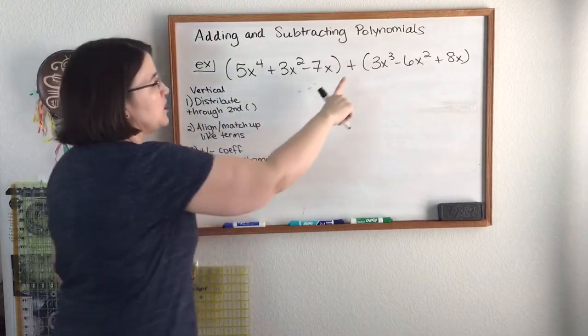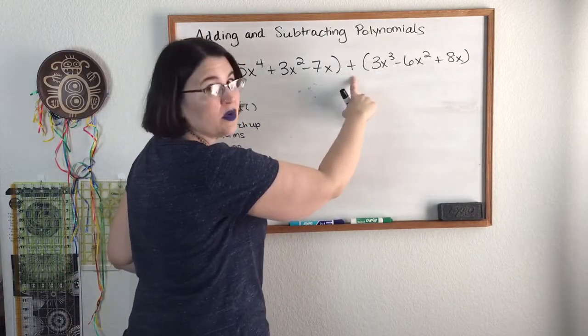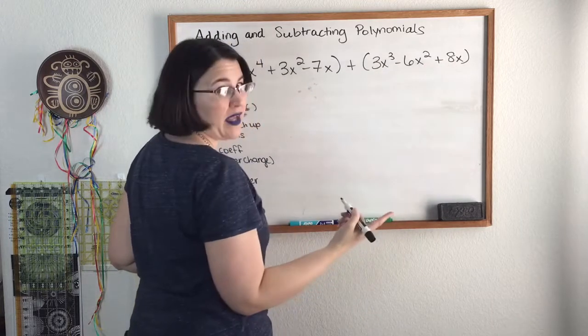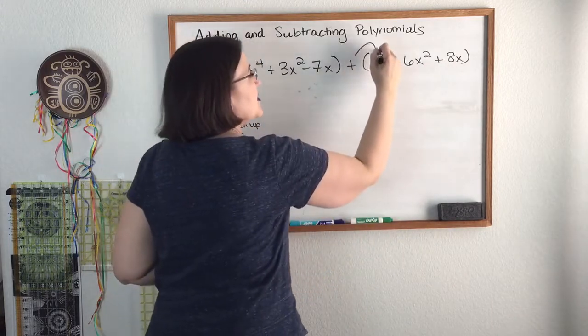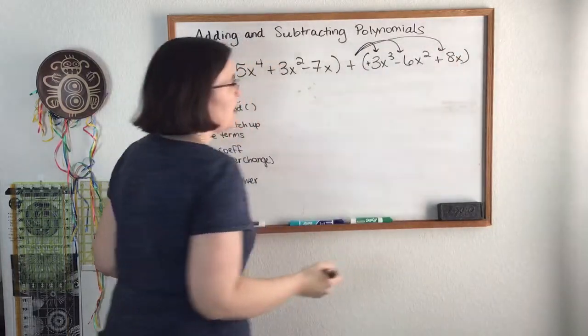So what you do is you make sure that you take this and distribute it through the second parenthesis. So if this were a minus, it would change the sign of everything following it. Because it's a positive, this stays positive, this stays negative, this stays positive.